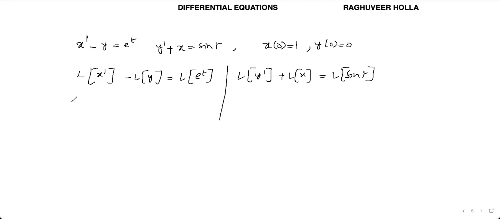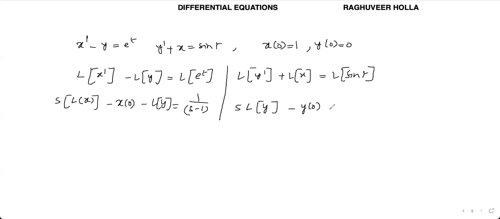Okay, so this is s into L of x, minus x of 0 minus L of y is equal to 1 by s minus 1, and this is s into L of y of t minus y of 0 plus L of x is equal to 1 by s square plus 1. Okay, so we got these two results.